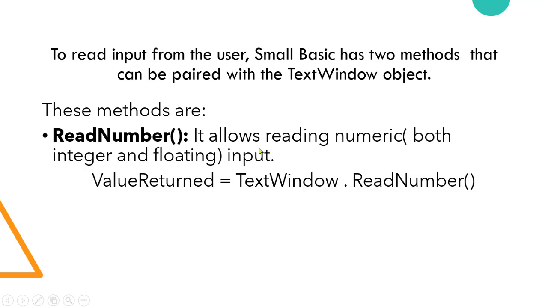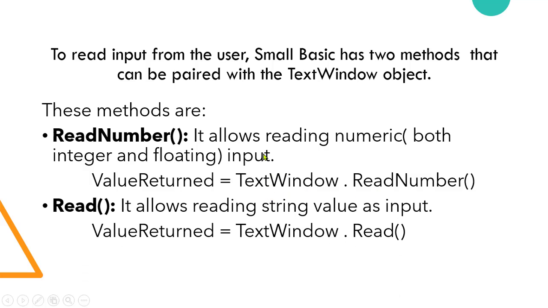Numeric input, either in the form of integers or in the form of floating numbers. Students, as you know, integers are the whole numbers and floating numbers are the fractional values. So this ReadNumber method reads the numeric value either in the form of whole numbers or in the form of fractional values. And it can be written as value returned is equal to TextWindow.ReadNumber.